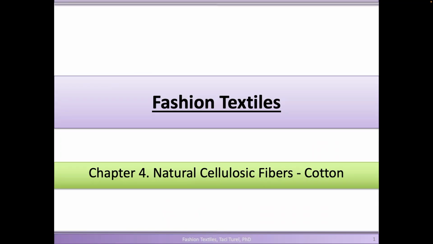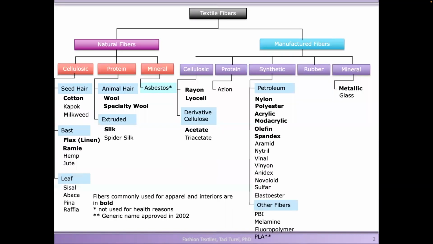Hi guys. So today we're going to talk about natural cellulosic fibers. We've already learned about fiber properties, and now we're going to talk about each fiber. I showed you this list. So we said there are natural fibers, there are manufactured fibers. We're going to start with the natural fibers that are cellulosic. So when you hear the word cellulosic, that means the fibers are plant-based.